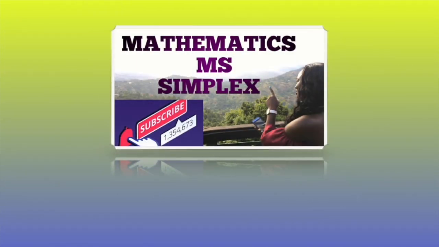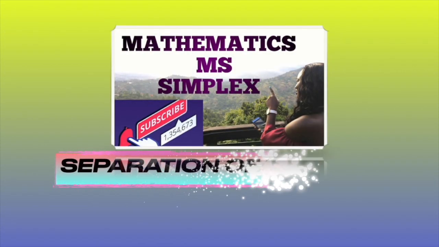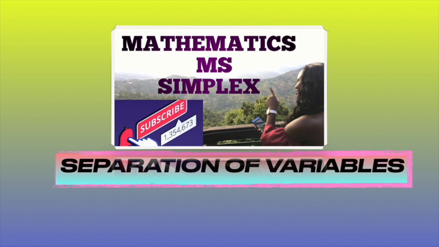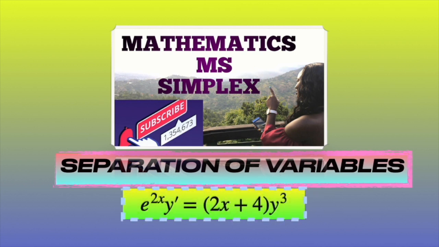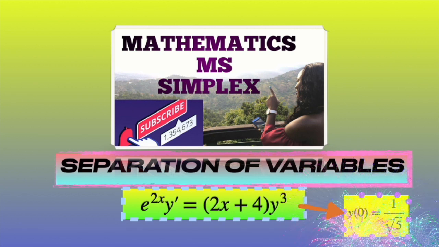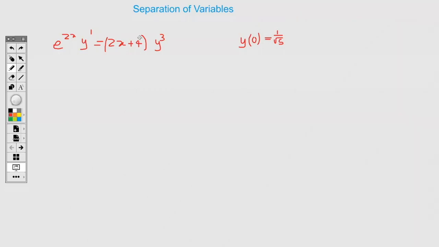Welcome back, guys. Today we'll be finding the particular solution for the differential equation e to the 2x y prime equals 2x plus 4 times y cubed, where we're given a particular solution where x is 0 and y is 1 over square root of 5. So we're going to find the particular solution for this differential equation.